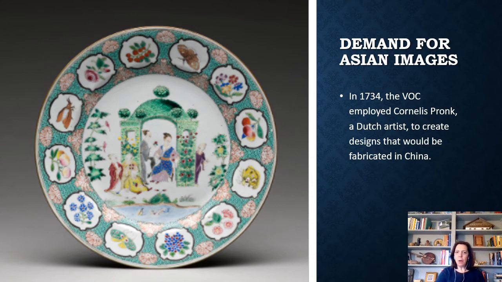So you have a very European looking type trellis with some distinctly Japanese or Asian looking features on the faces here. And then you have, again, this kind of mix, the flowers in the background look a little like lotus flowers, very Asian. But then you have kind of what looks like European flowers. So it's this really unique mix. So that is all courtesy of Cornelis Pronk.